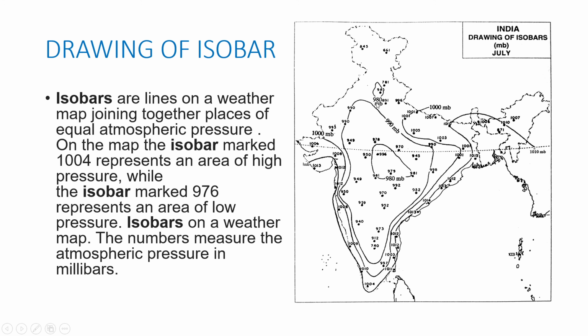Here I have taken 980 millibar, 1000 millibar and 1010 millibar. Okay, and what are isobars? Isobars are lines on a weather map joining together places of equal atmospheric pressure. On the map, the isobar marked 1004 represents an area of high pressure, while the isobar marked 976 represents an area of low pressure. So, on a weather map isobar, the number measures the atmospheric pressure in millibars. So we can say that 1004 may be the highest, or 976 may be the lowest.